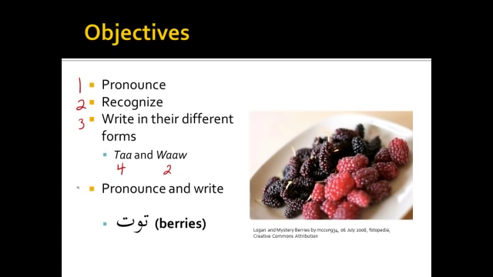Now let's look at our fourth objective, which is to pronounce and write the ta and wow in an Arabic word. And our word for this lesson is toot, meaning berries. And if we wrote this in transliteration, it would look like this. Toot. Let's move on.